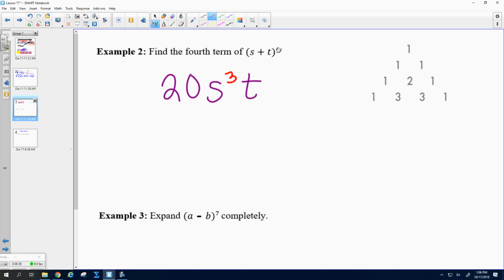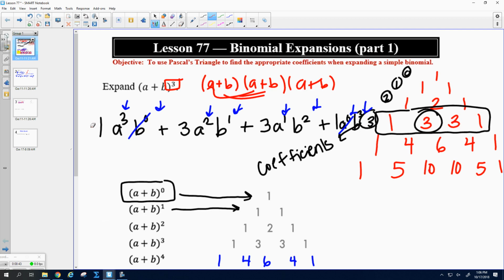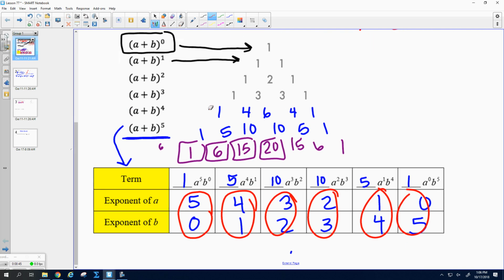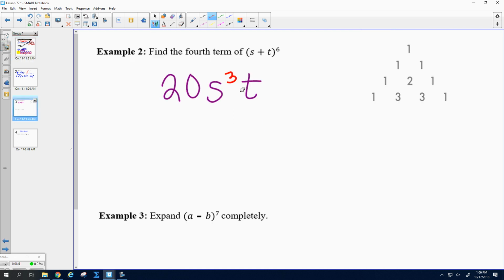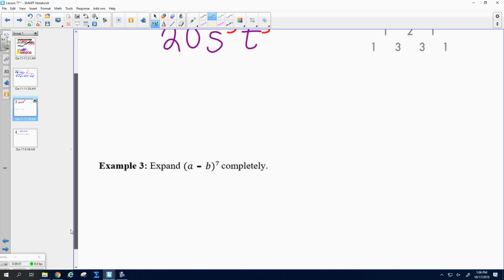All right, and the t's always start with what? Or the 2nd term always starts with what exponent? Good, a 0. And then we count over. So this is 0, 1, 2, 3. So my t is to the 3rd power as well. Again, just double check. What should these two numbers add to in this problem? 6, and they do.